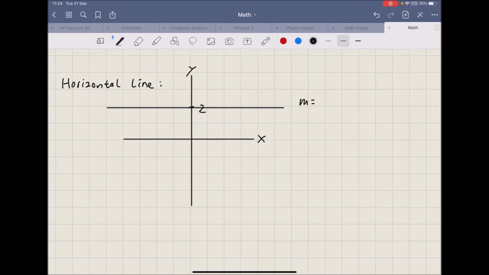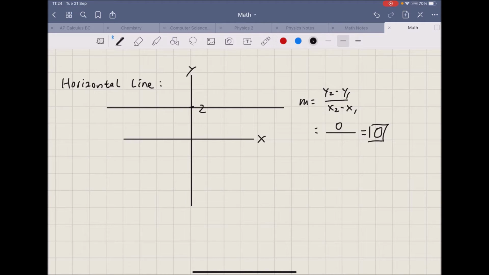So the slope formula again is y2 minus y1 over x2 minus x1. And as you can see here, the y value does not change, so the top is just 0, because the y values are the same. It's 2 minus 2. And then the x values, well, it doesn't matter what the x values are because 0 is in the numerator, so the slope will be just 0. And you can just memorize that for the horizontal line, the slope is 0.